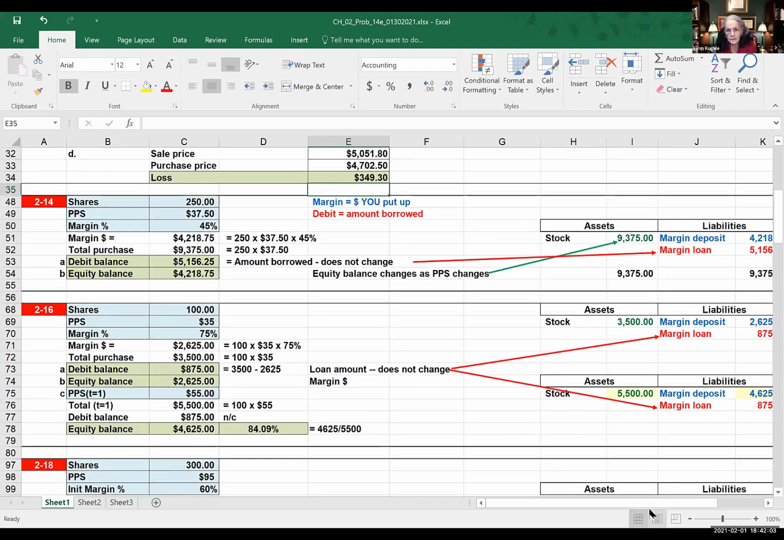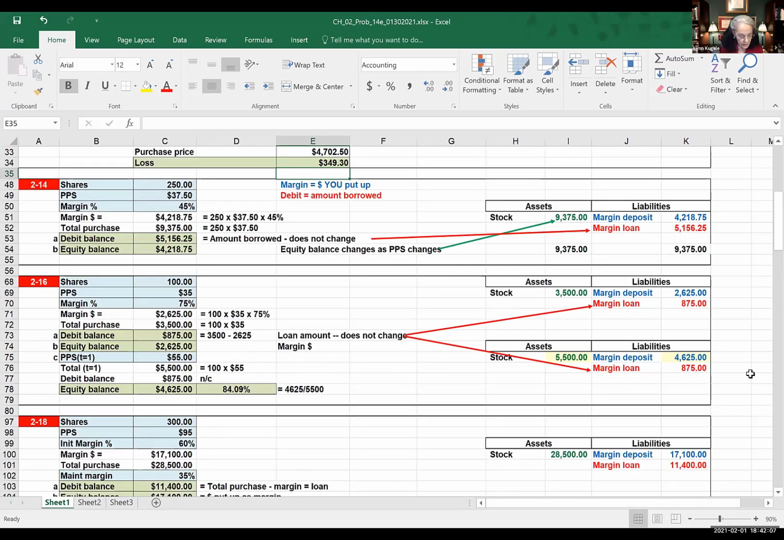Okay, this one I got to make it smaller again so you can see it. Hope you can see it okay. Number 14. I have no idea. I can hear the little guys downstairs barking.